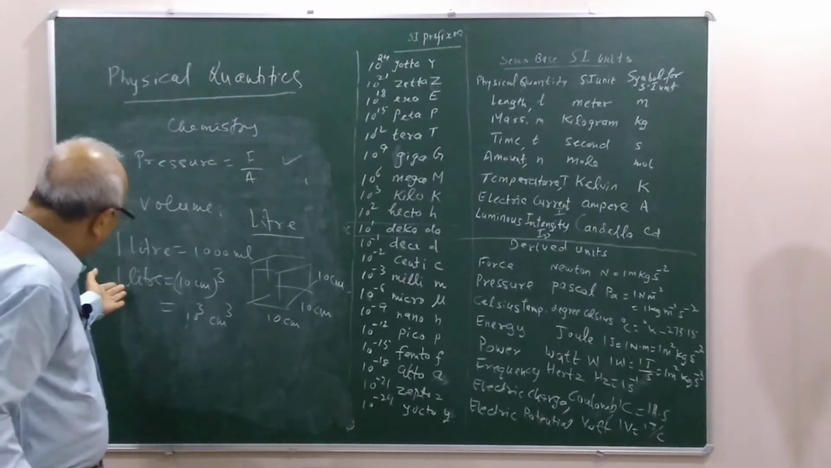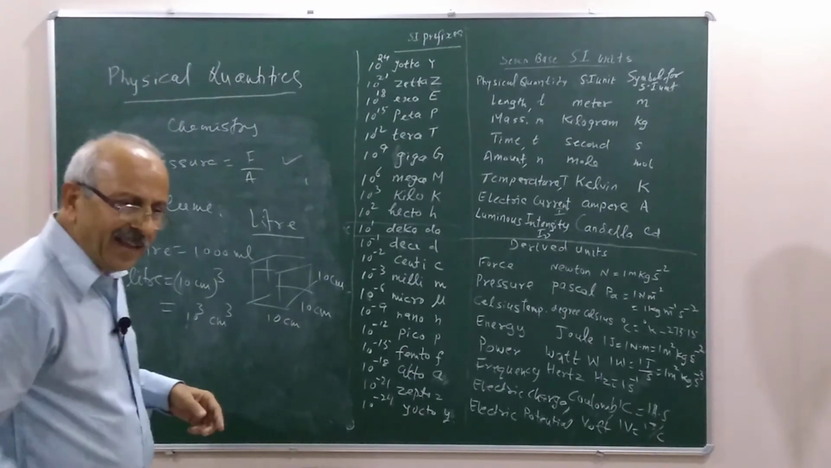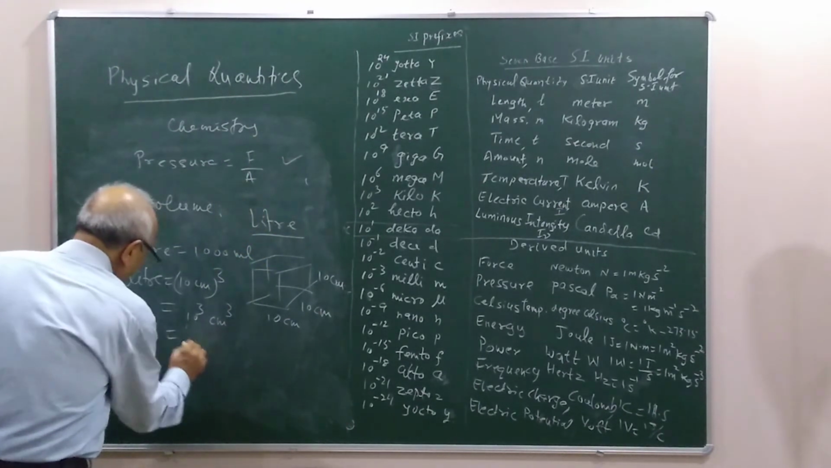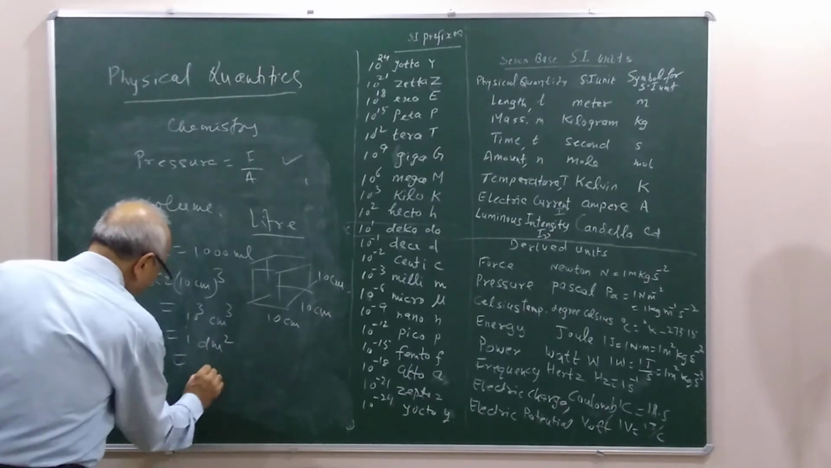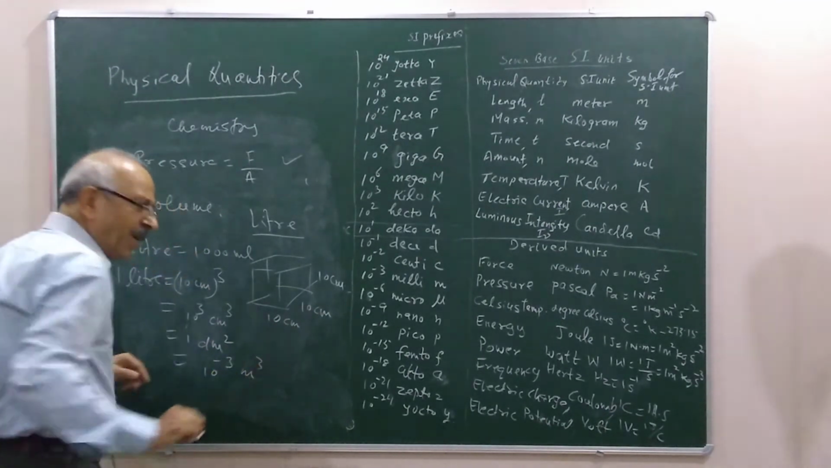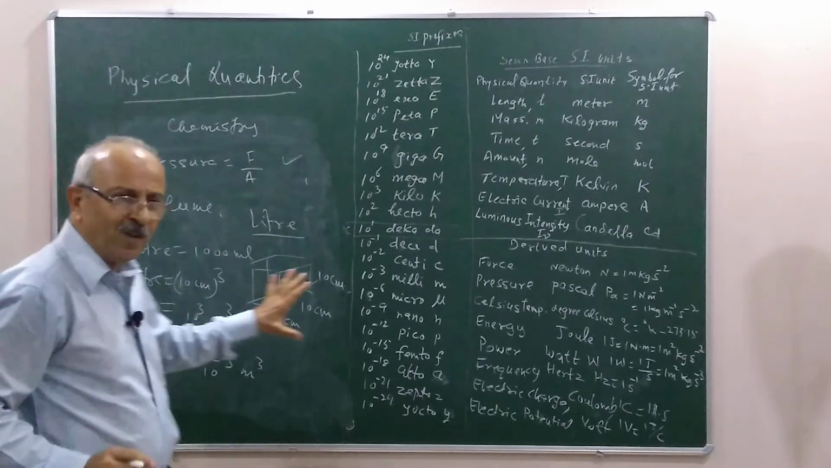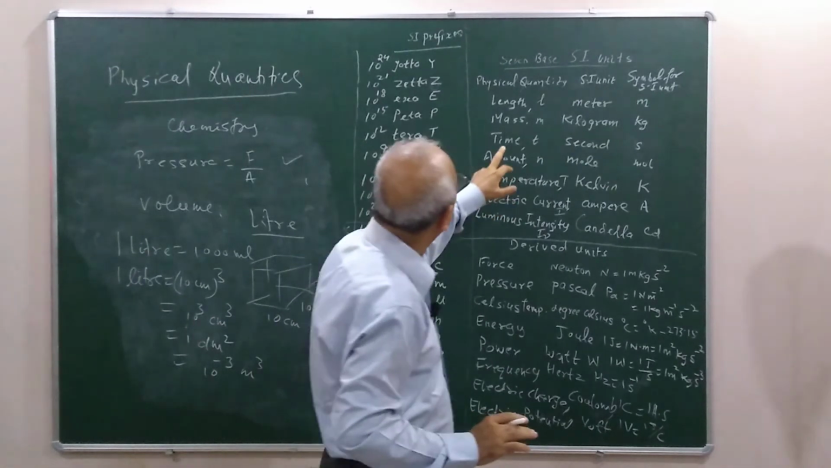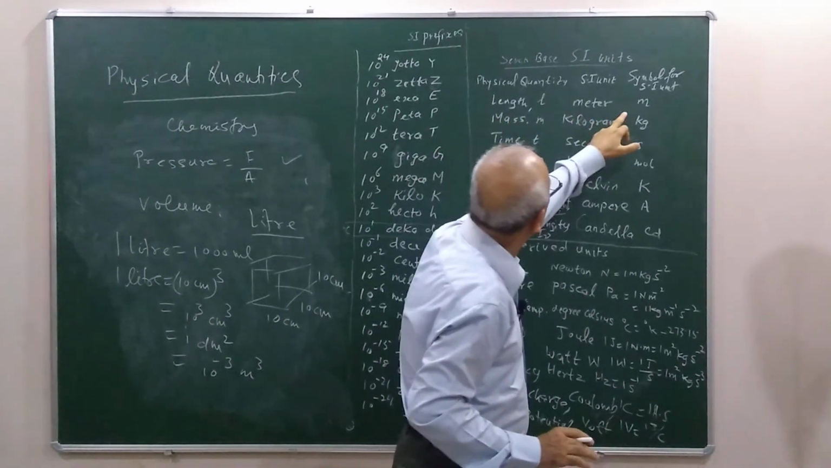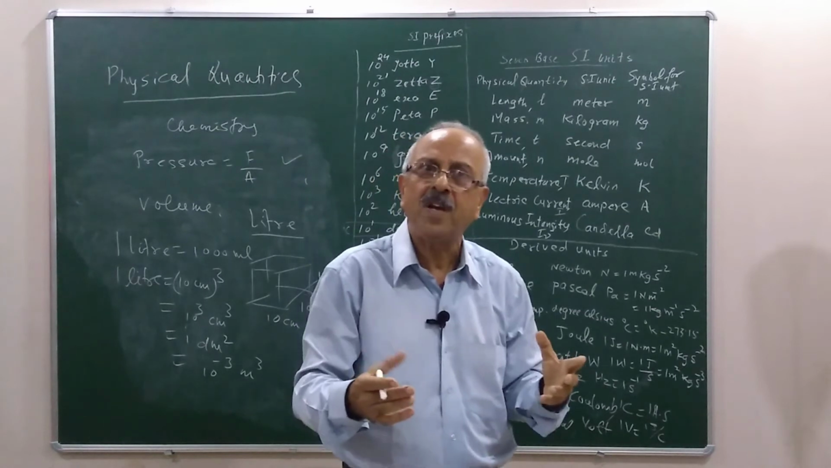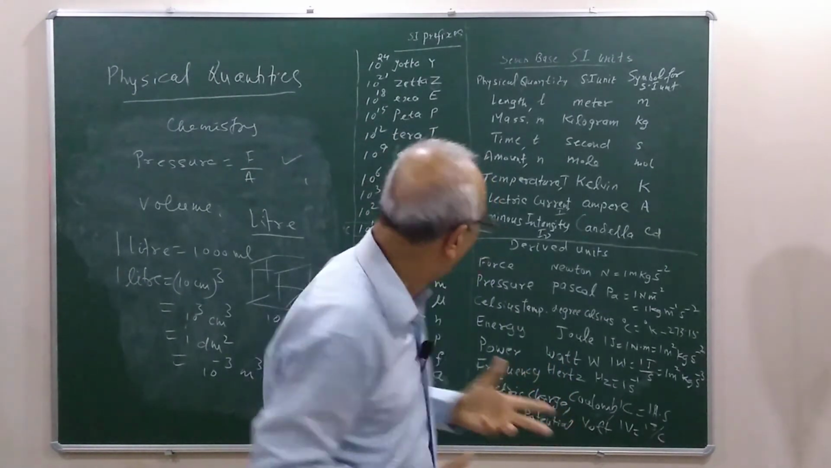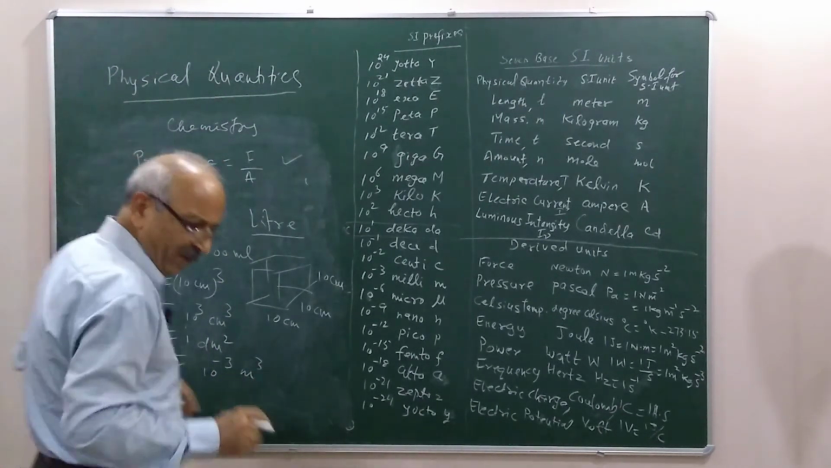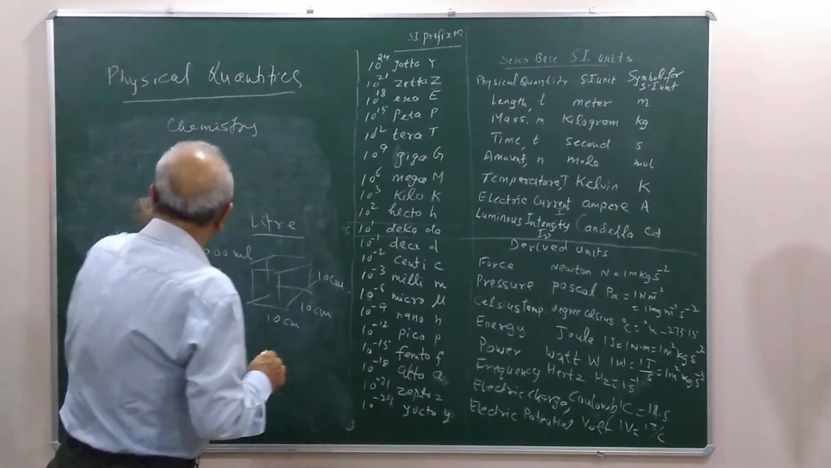So we can express liter in centimeter cube, and we can express it in decimeter cube, which will be equal to 1 decimeter cube, or 10 to the power minus 3 meter cube. Therefore, we can express the unit of volume in different units, but the SI unit is based on the meter, and for volume, which is a derived unit, meter into meter into meter is meter cube. Hence, pressure and volume will be measured in chemistry, and we will also be doing the measurement of mass.